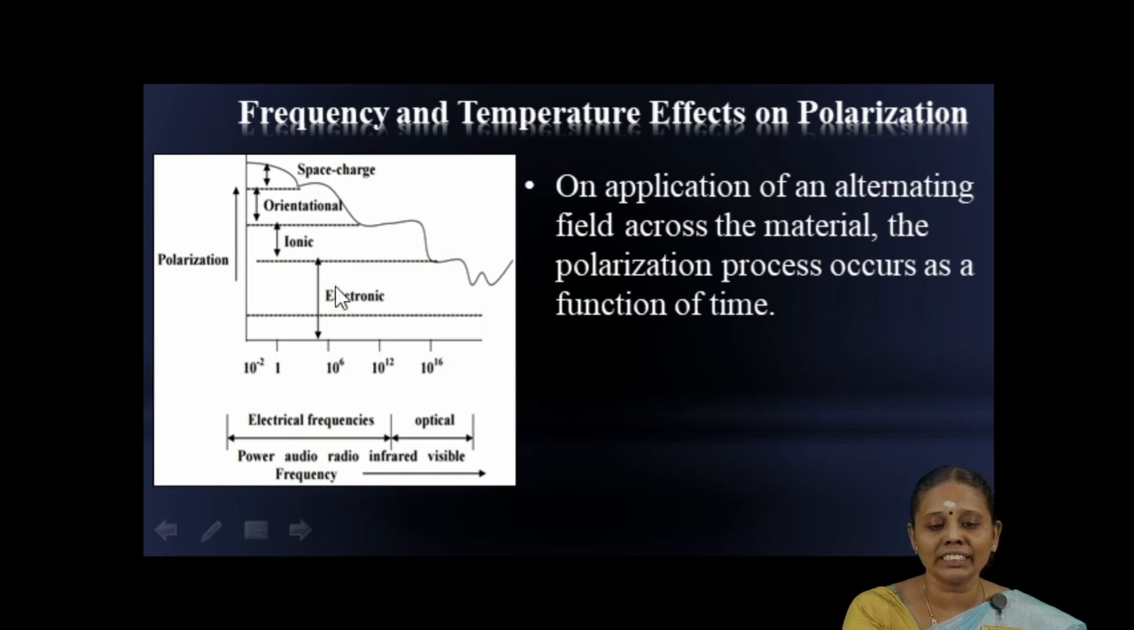Next, ionic polarization. Ionic polarization is a slower process as compared to electronic polarization. It occurs only at optical and visible frequencies. The third one is orientational polarization. It is a slower process as compared to the previous two processes. So therefore, this kind of polarization occurs only in the electrical frequency region. The fourth is space charge polarization. It is the slowest process as compared to all the others. So therefore, space charge polarization occurs only in the power frequency region.